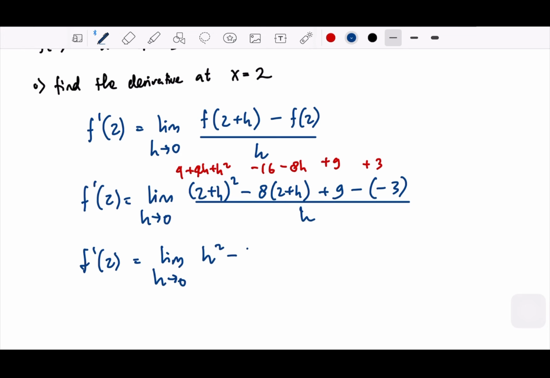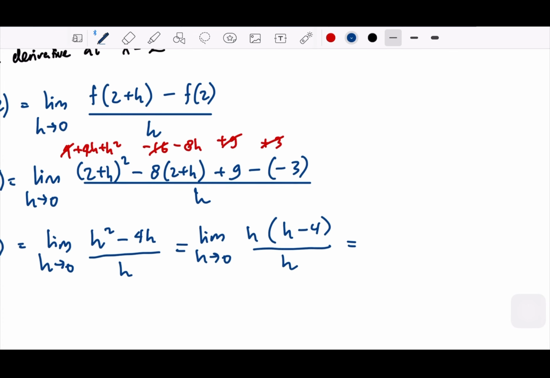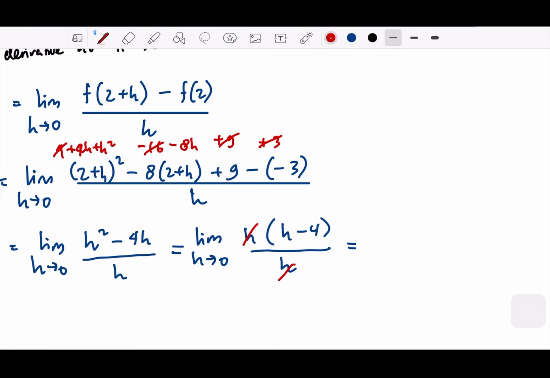h squared minus 4h, and this will be cancelled out, right? So 9 plus 3 is 12, 12 plus 4 is 16, minus 16 is 0, so all this will be cancelling each other, and this will be the result, and we can take this. And cancelling this h, this will result in h minus 4, or minus 4.